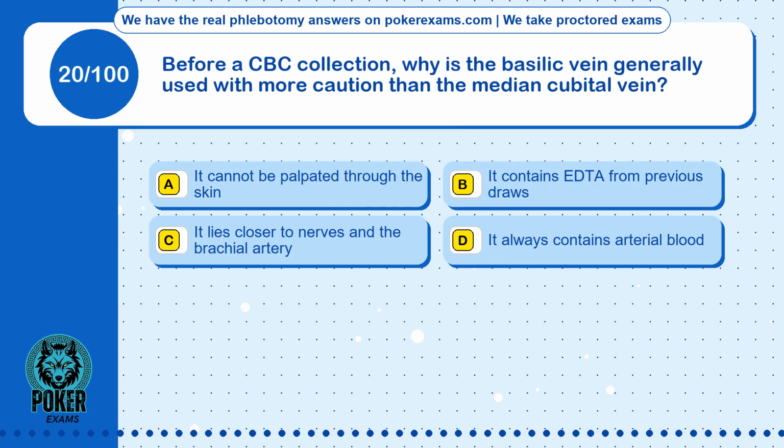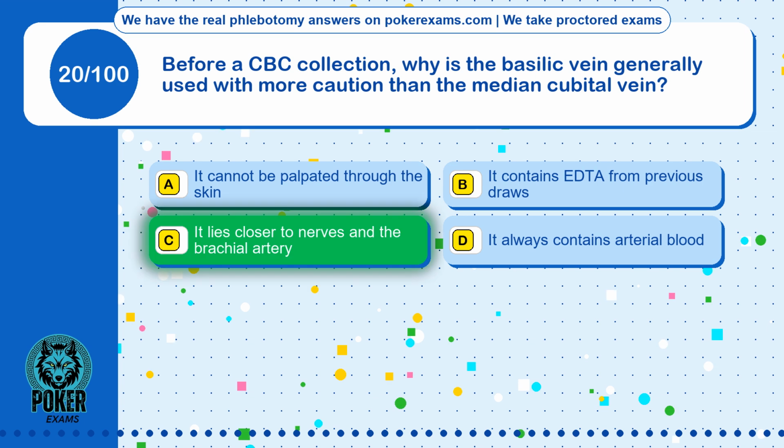Question 20. Before a CBC collection, why is the basilic vein generally used with more caution than the median cubital vein? Option A. It cannot be palpated through the skin. Option B. It contains EDTA from previous draws. Option C. It lies closer to nerves and the brachial artery. Option D. It always contains arterial blood.